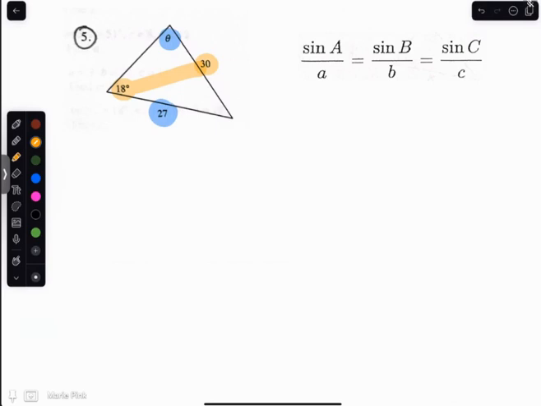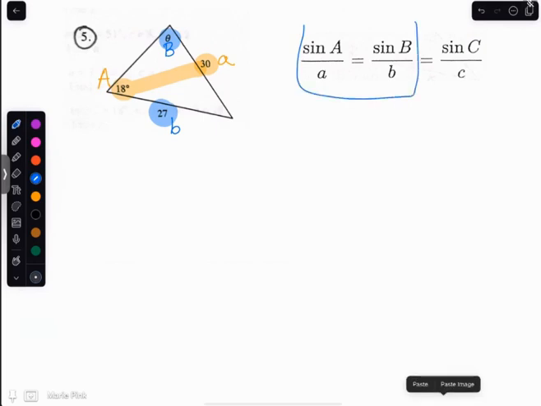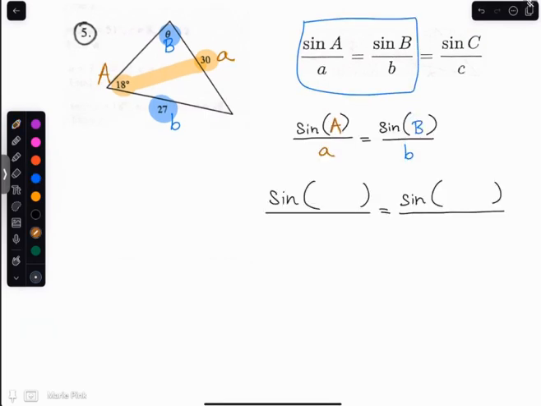I'm okay. I just need to label them. So let's make this angle A and this side A, and then I'm going to have this as angle B and side B. All right, so I'm going to just focus on the first part here. Okay, so I'm going to then have sine of A over side A is equal to sine of angle B over side B, and I'm going to plop in those numbers.